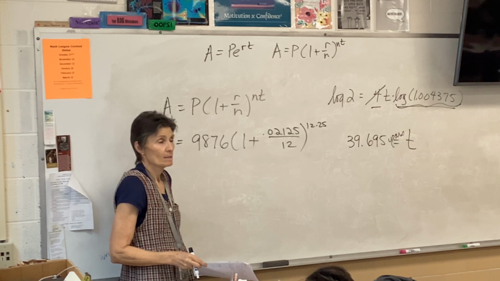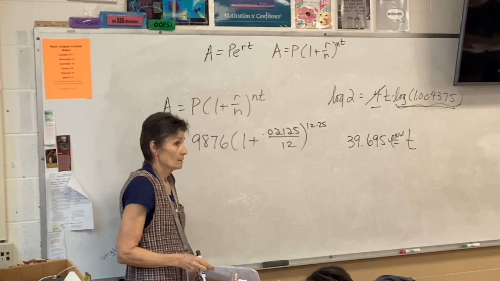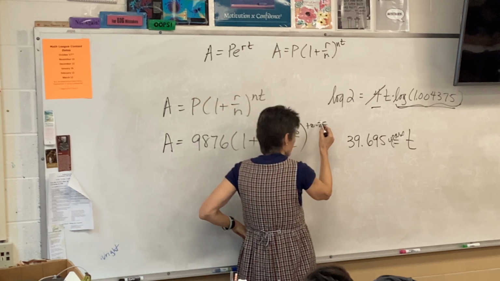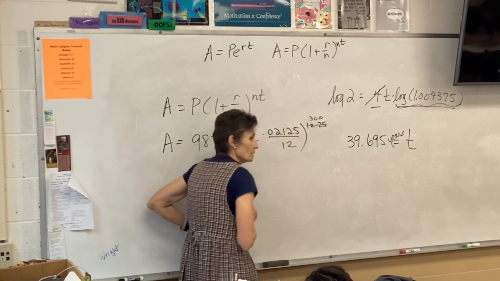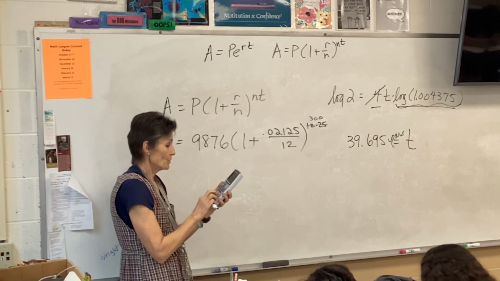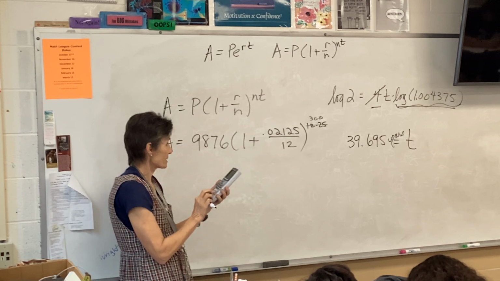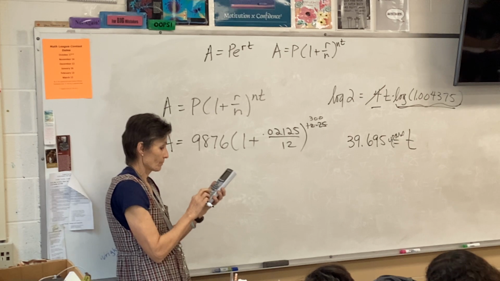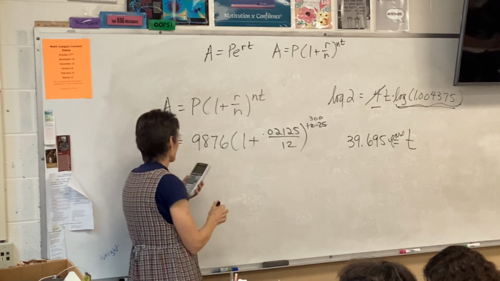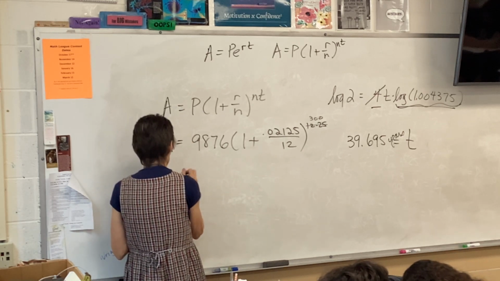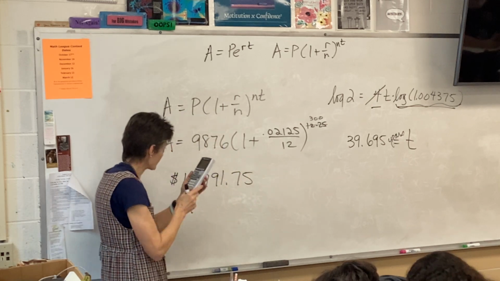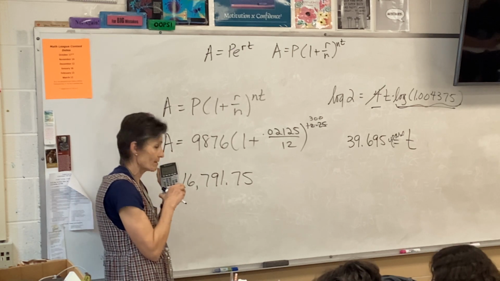This is like the best ever, because I'm going to multiply 12 times 25. Is that 300? Yeah. And then I am just going to type. No logarithms, just type. I got $16,791.75.